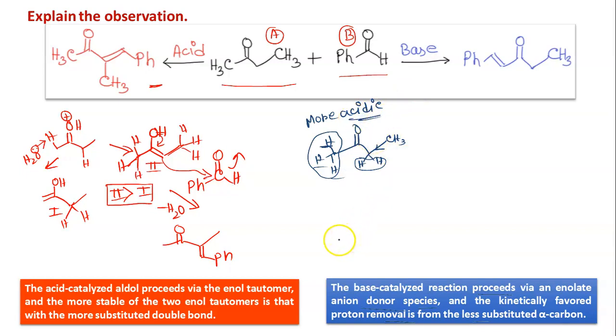In case of acidic condition, we have not considered acidity. Then we have considered the stability of the C=C double bond in the enol. But here we will consider the acidity of the alpha hydrogen. So if this hydrogen is more acidic, the HO minus will capture this hydrogen, and our enolate, this is actually enolate because O minus is there. That is the difference between enol and enolate.